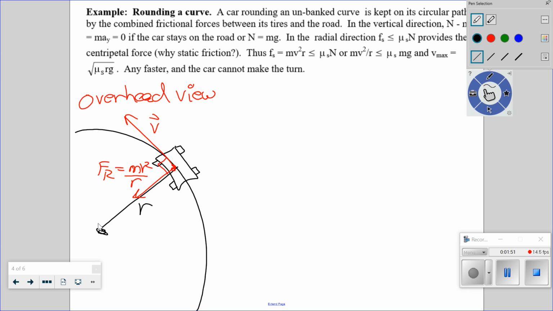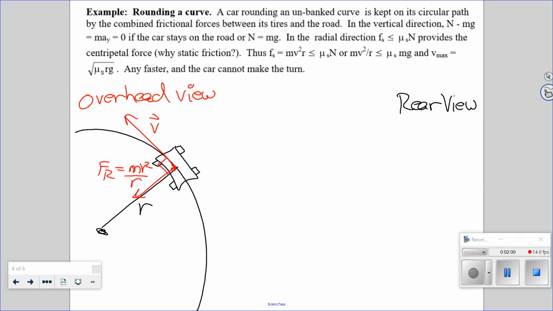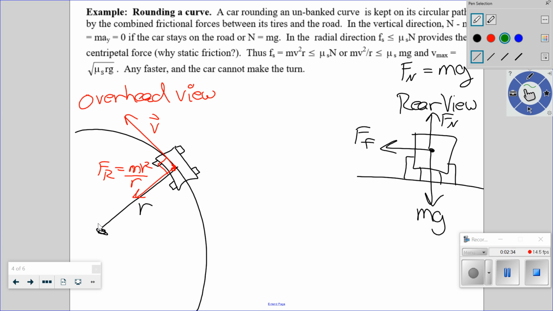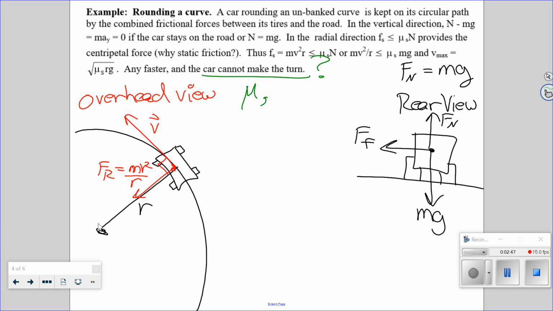Okay, if we sketch the back view, here we have our flat curve. We'll draw a boxy car. We need to have the force of friction going in, mg down, and our normal force going up. In this case, our normal force can be equal to mg. And we want to find the limit, the maximum velocity. So what's the case that we cannot make the turn? We have our coefficient of friction, that's the tires and the road, the condition of the road and the tires also. We have our mu, we have our radius, and of course g, and I think that's all we need.